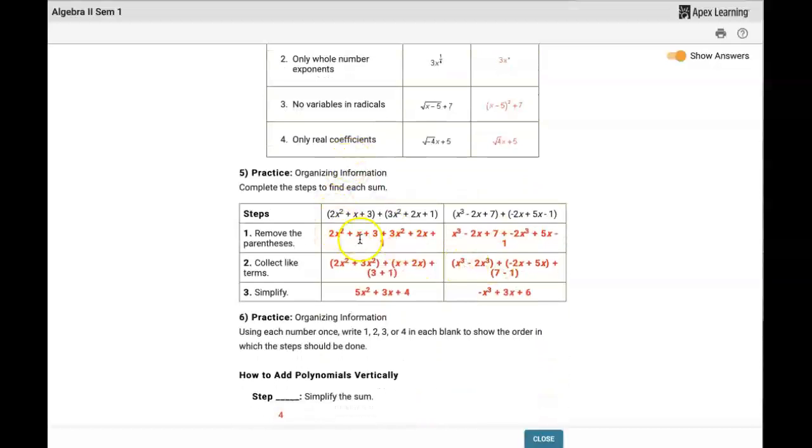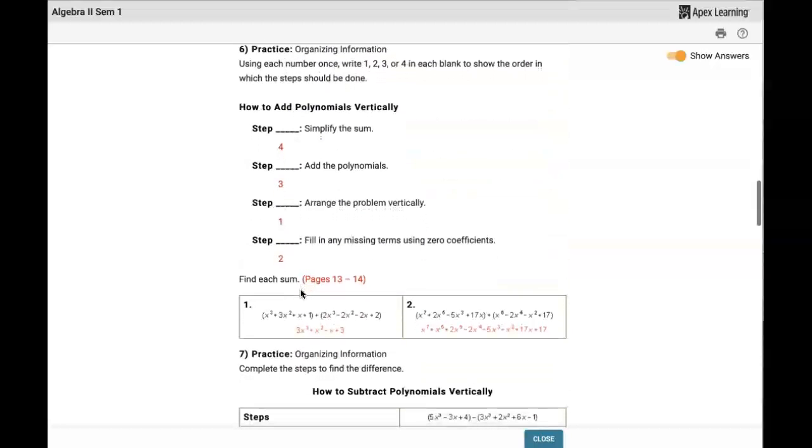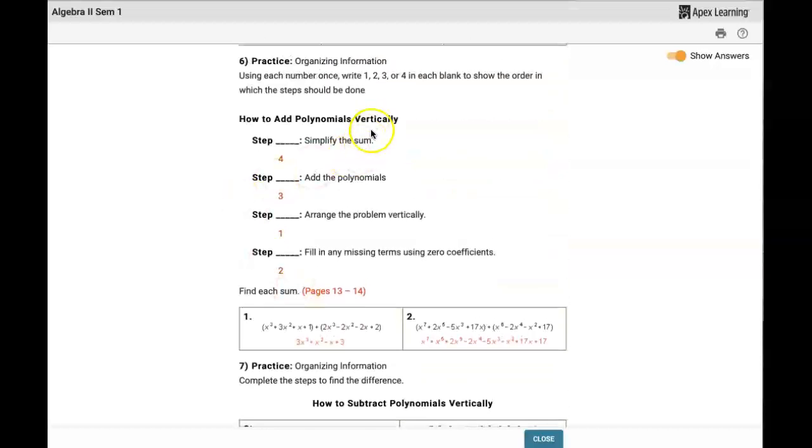Okay? So for doing these steps here, you're going to remove the parentheses, collect like terms, and simplify. Hopefully simple here. All right, adding polynomials vertically, simplify the sum, add the polynomials, arrange vertically, and then fill in the missing terms. Okay, so the order of that would be, we need to arrange the problem vertically, so make sure that they're in order, okay? Then we need to fill in any missing terms using 0 coefficients.